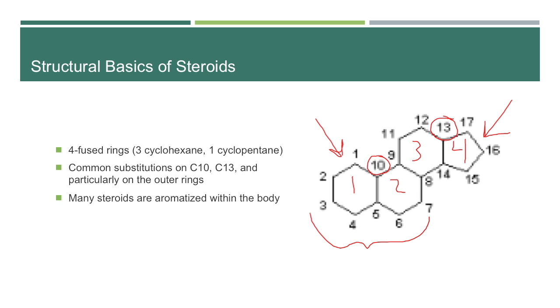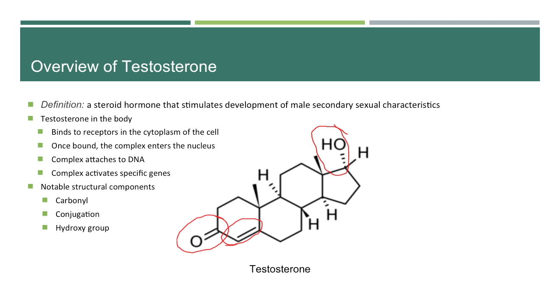And it's worth noting that, because of all these ring structures, a lot of these steroids can be aromatized within the body, and that's a really good thing, just going back to what we learned earlier this year about how aromatization provides a lot of stability to molecules through that resonance energy of the conjugated bonds. Now we can move on to an overview of testosterone.